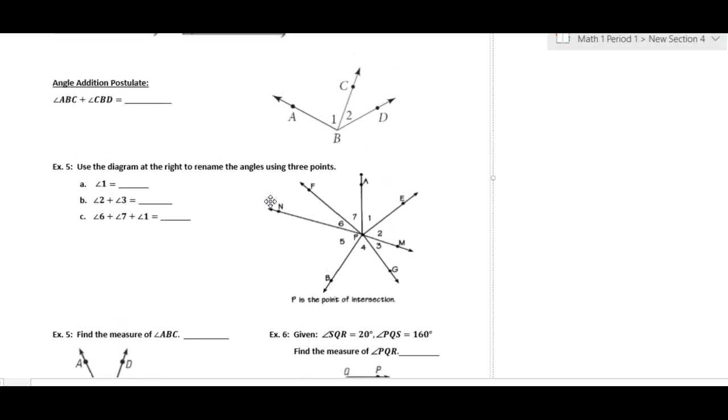So the angle addition postulate. If I look here, they're saying basically, if I take angle ABC, which is this angle here, and I add angle CBD, this angle here, when I add them together, it gives me one big angle, and that angle would be angle ABD.